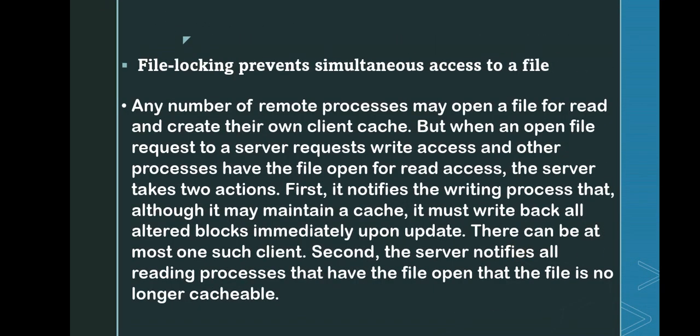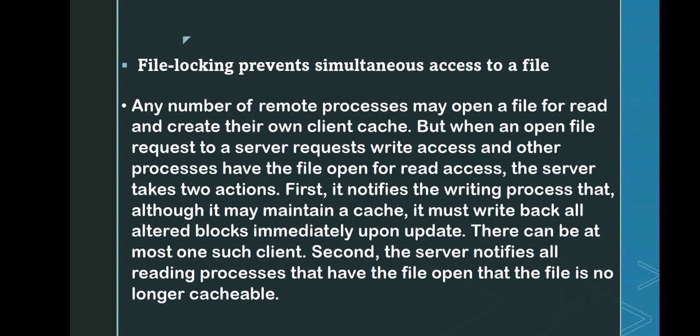So next, how can we avoid this problem of inconsistency caused by the file? File locking prevents simultaneous access to a file. That is, previously we discussed that at a time many clients or many processes will request the file. So, to avoid that, we lock the files to avoid simultaneous access of the file. Any number of remote processes may open a file for read and create their own client cache. But when an open file request asks the server for write access and other processes for read access, the server takes action. That means at a time there is a request for write access and read access, so the file is opened for a writing and reading process.